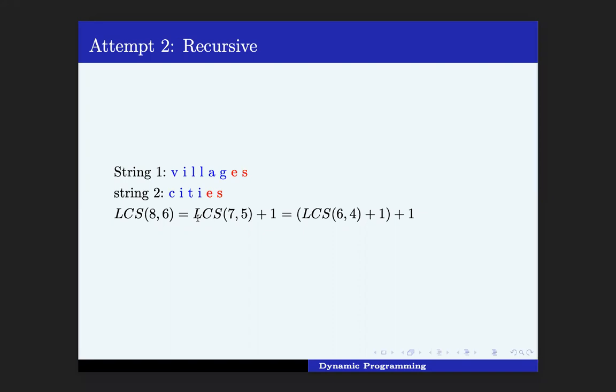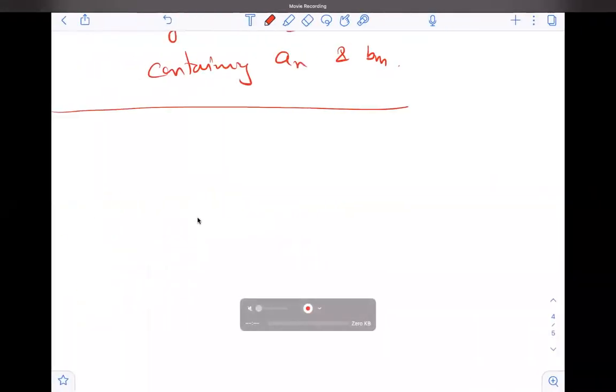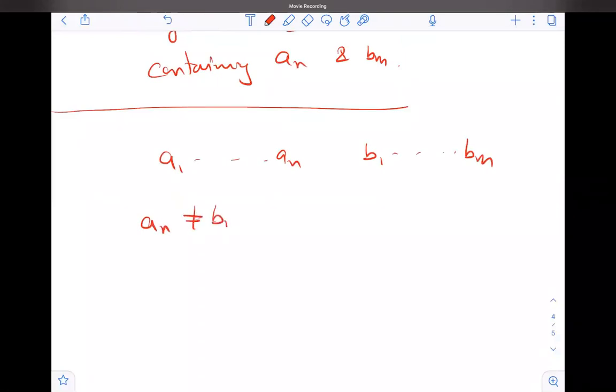So if I want to go back over here and ask, I now have A1 to AN and B1 to BM, and AN is not equal to BM. Then what is the LCS of these two strings? Think of the LCS. It should be the maximum of LCS of n comma m minus 1 and LCS of n minus 1 comma m. Perfect, exactly. So it can either contain AN or BM or none, but cannot contain both.